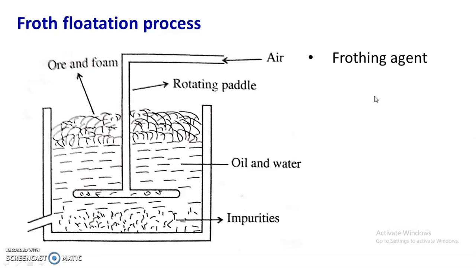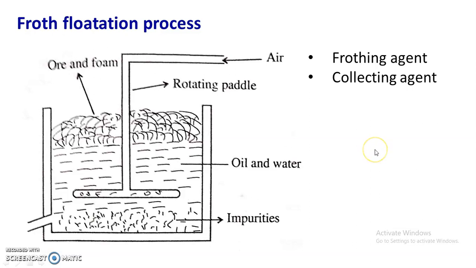What is the function of the frothing agent? The frothing agent lowers the surface tension of the liquid and causes bubbles to form stable froth. So this is the frothing agent.